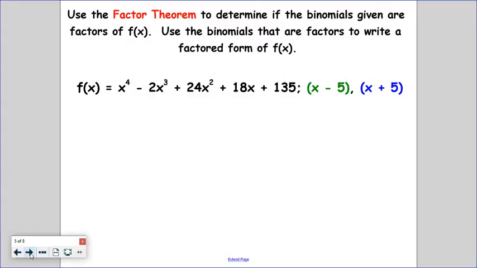All right, next one. So we've seen now the variety where both work. Got to see another variety here. Next function, x to the 4th minus 2x cubed plus 24x squared plus 18x plus 135. We're testing out x minus 5 and x plus 5.